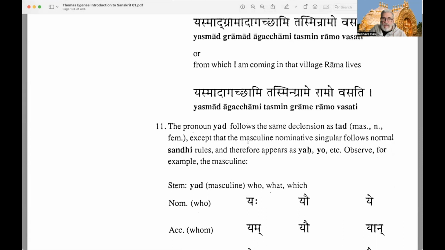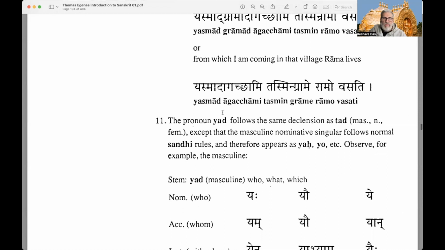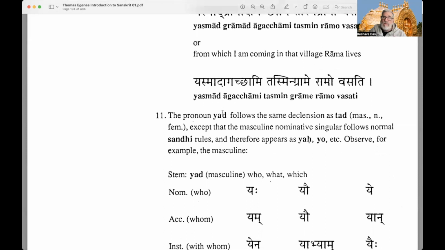Yasmad agachami, tasmin grame, Ramo vasati. So grame here is the main subject and the antecedent. Grame is locative singular, and tasmin is also locative singular. Therefore, tasmin grame Ramo vasati. And yasmad is the other one. It has to agree in gender and number, but not in case.